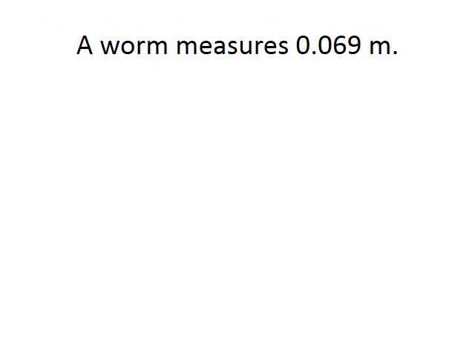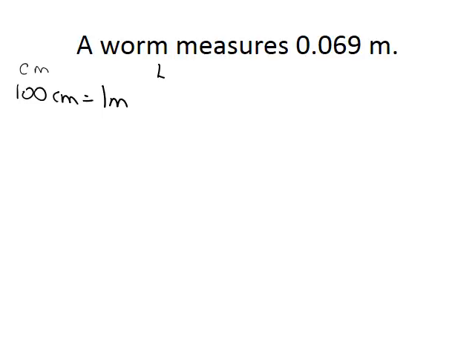Let's look at another example. This example says a worm measures 0.069 meters. How can I write this in a more appropriate unit? I think a more appropriate unit would be centimeters. And I know that there are 100 centimeters in 1 meter. So that's the conversion that I'm going to need for this.